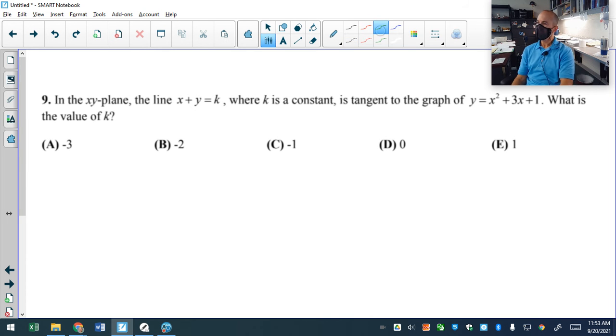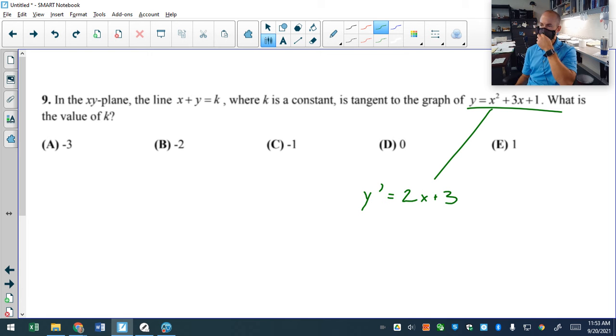Okay, so when I see, I don't know, what do you want? What do you want to do? Okay, yeah, I see tangent and some words that make me think derivative, so I'm definitely going to find the derivative. So my derivative y prime would be 2x plus 3. And then?